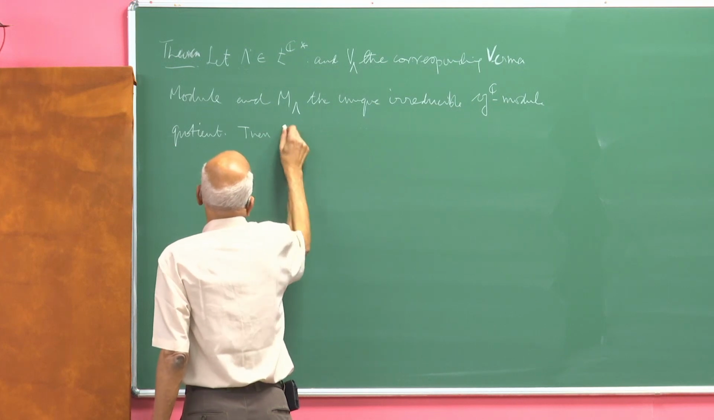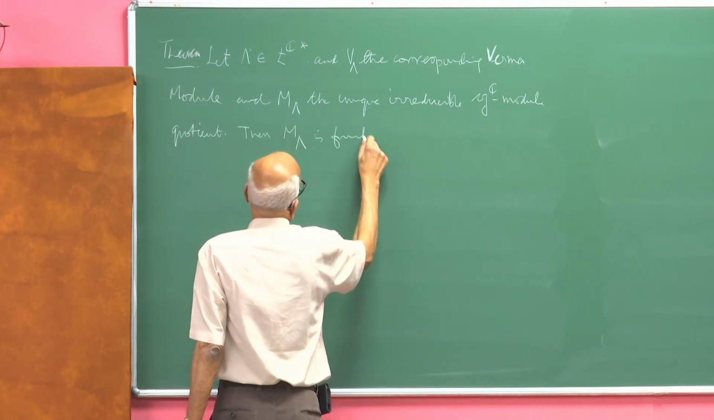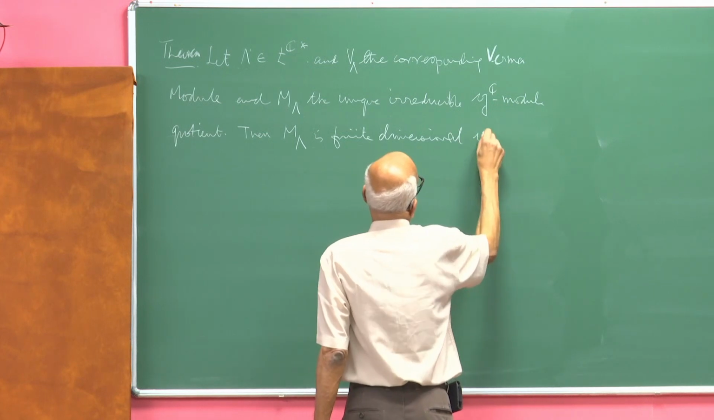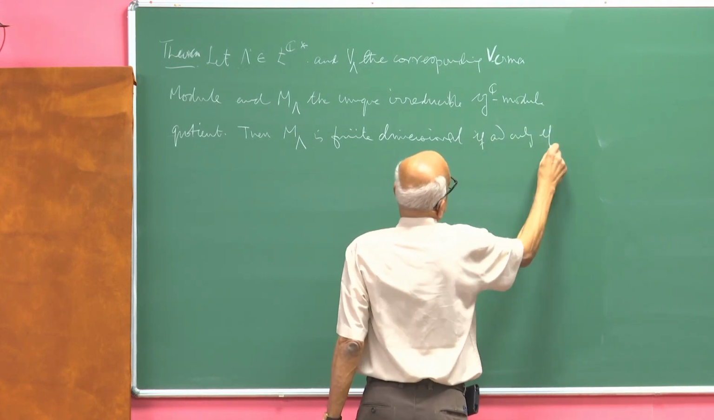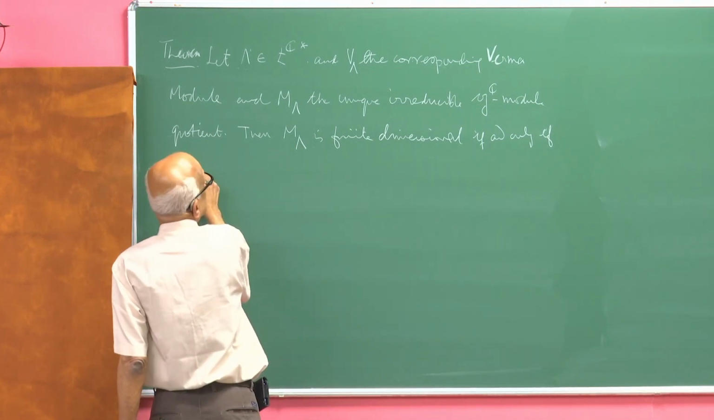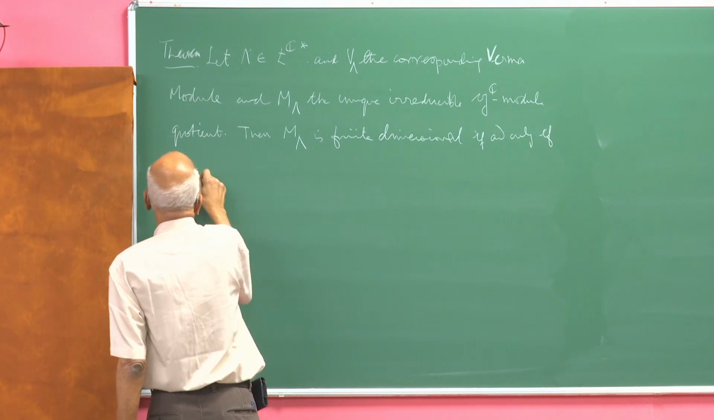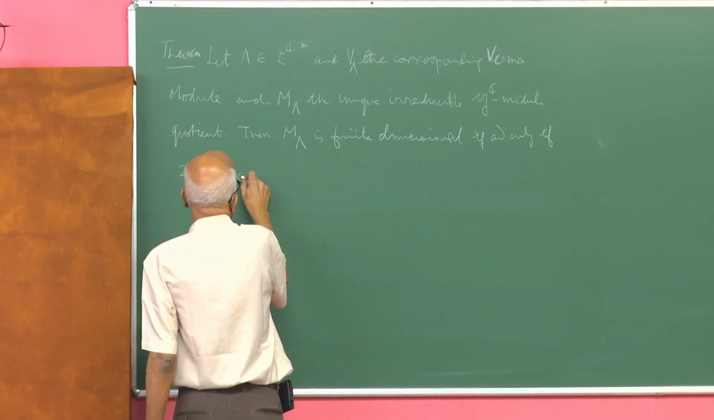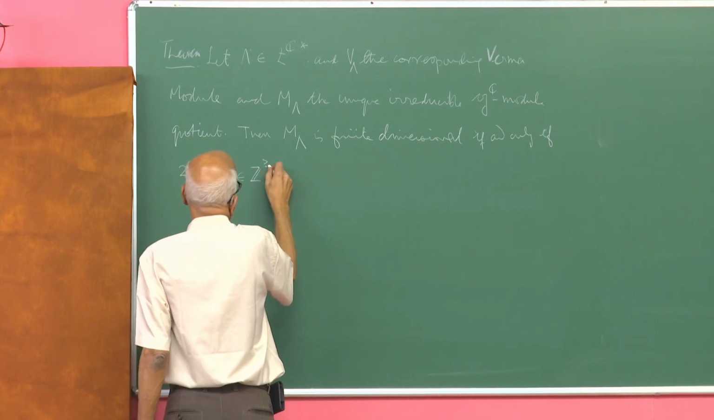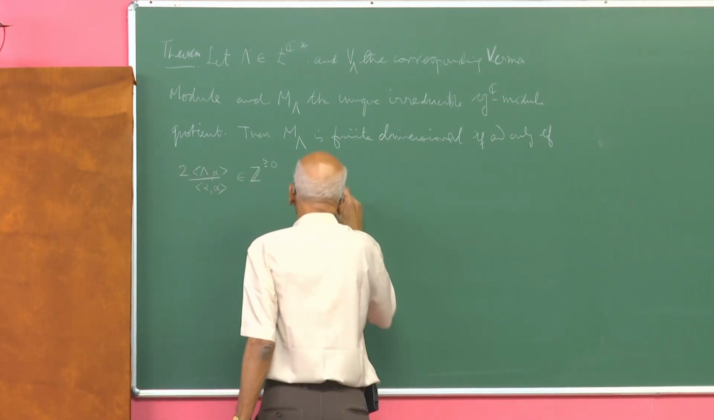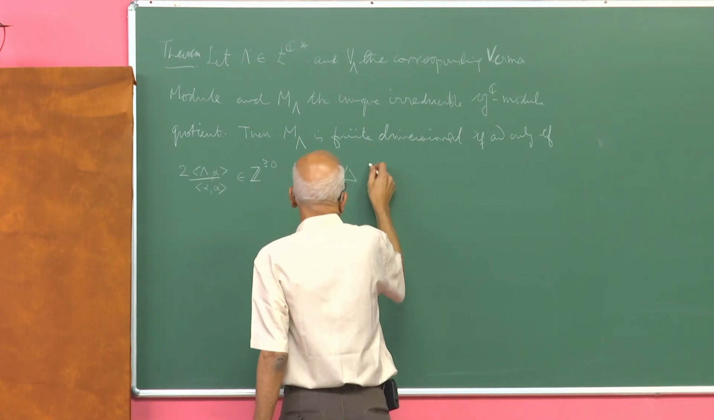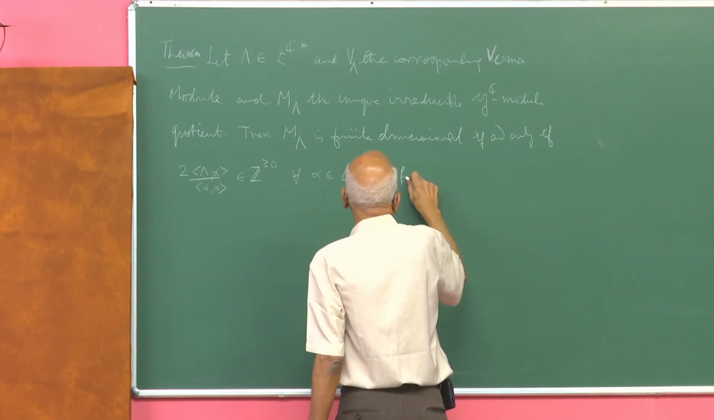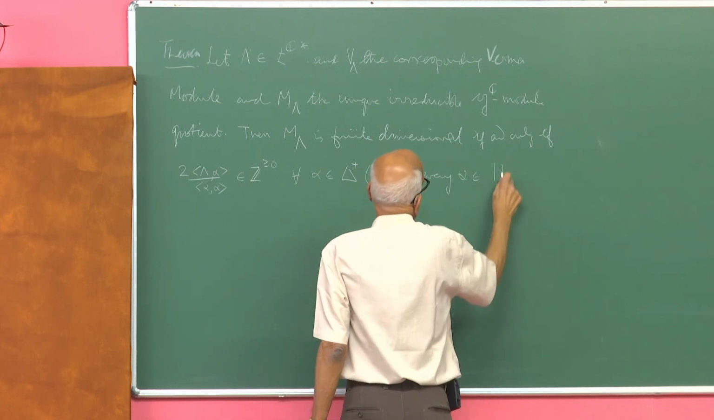Then M(λ) is finite dimensional if and only if 2⟨λ, α⟩ by ⟨α, α⟩ is in the non-negative integers for every α in Δ, or for every α simple.